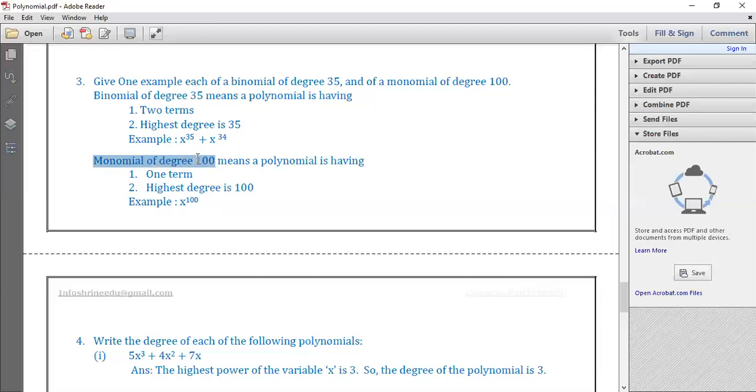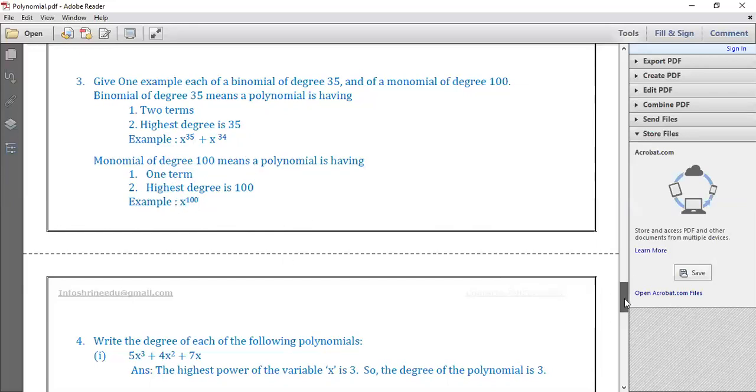And here the monomial degree is 100, which means mono means only one term. The highest degree is 100, so there is no other option. Only one term we have to mention, which is x, and the degree is 100. We can have only this as the answer for a monomial because it is only one term. Or you can say y power 100, or z power 100, or r power 100, s power 100, a power 100, b power 100, whatever. But it will be in only one term.